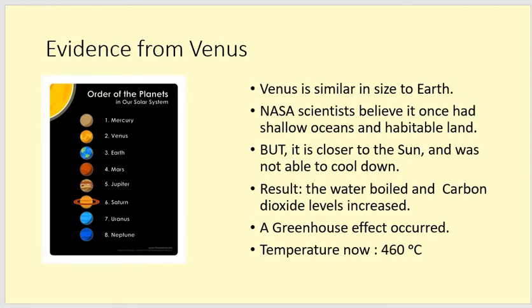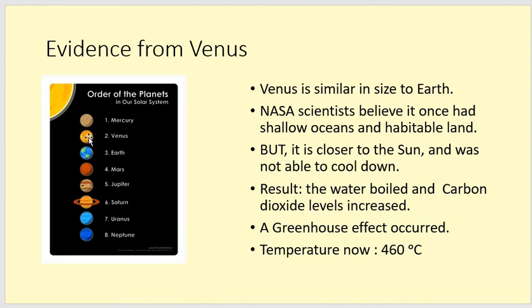Now, let's consider some evidence from Venus. This has all been gained by astronomers and space scientists, because nobody has actually been to Venus yet. Some probes have been close to, but no people have been there. So first of all, we've got the order of the planets. We've got the Sun here, Mercury, Venus, Earth, that's us guys, Mars, Jupiter, Saturn, Uranus and Neptune.